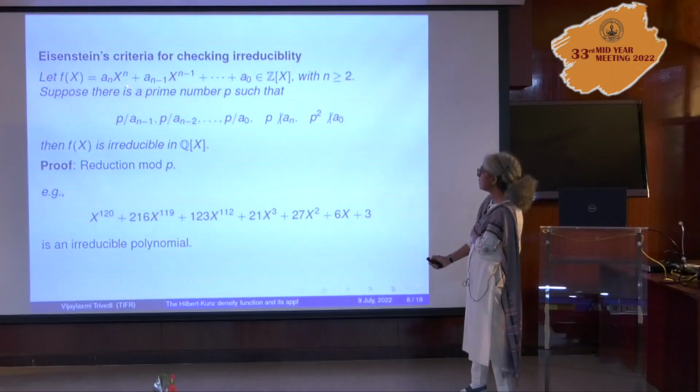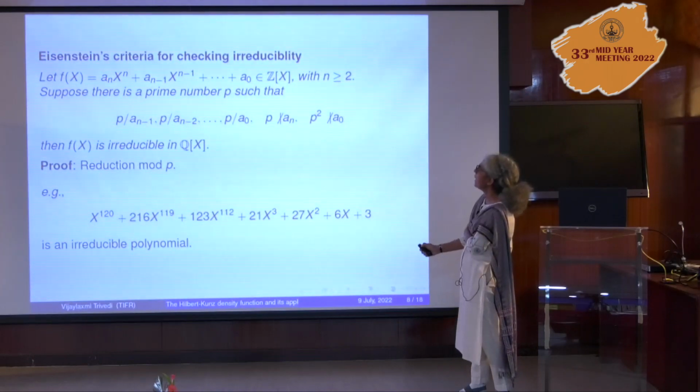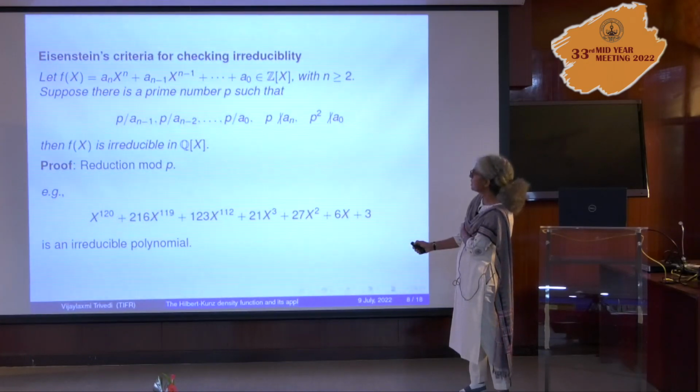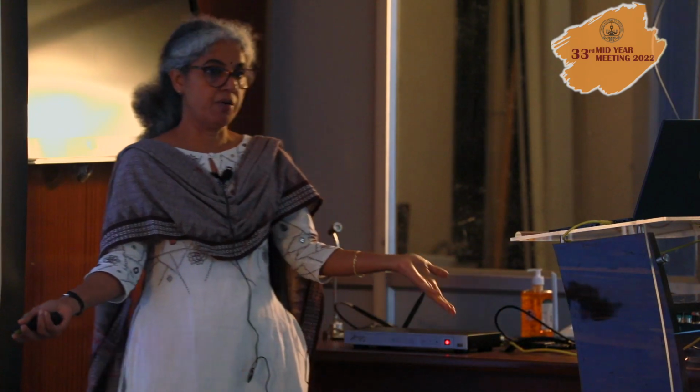So this is a polynomial in one variable, a_n x^n + a_{n-1} x^{n-1} + ... + a_0. Suppose I am able to find a prime number p such that p divides all of a_0 to a_{n-1}, and p does not divide the top coefficient, and p squared does not divide the constant coefficient. Then your f(x) you cannot write as a product of two polynomials over the rational numbers. It is a very easy test.